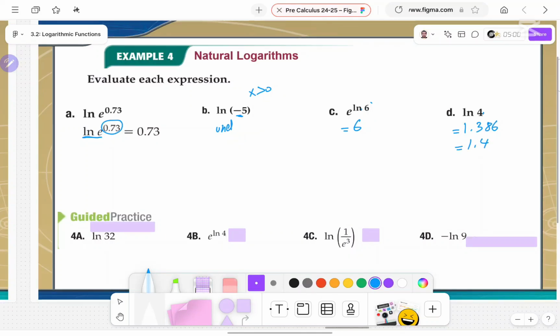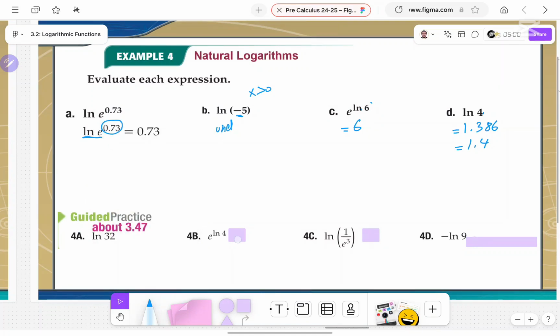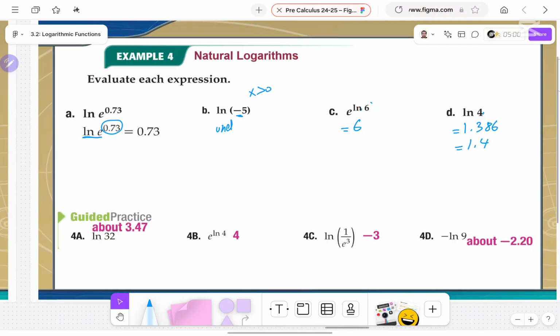Okay, now let me show you the answers for the questions here. The first one, ln 32, is about 3.47. e to the power of ln 4 is equal to 4. Then this is negative 3. Then the last one, negative ln 9, is equal to negative 2.20.